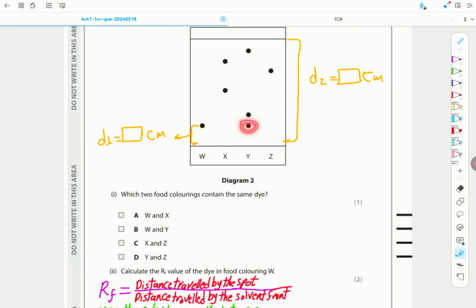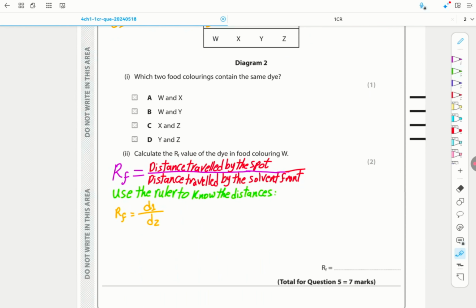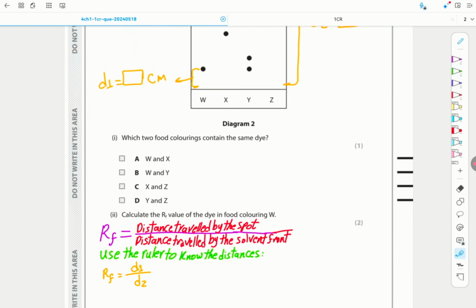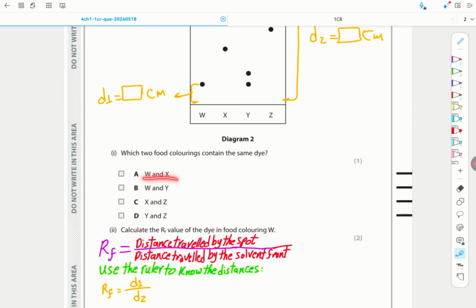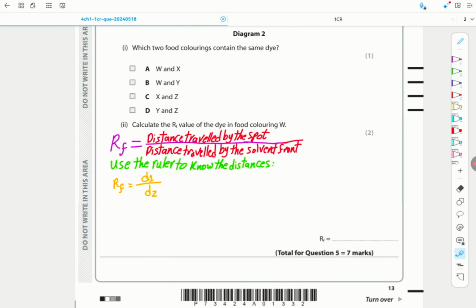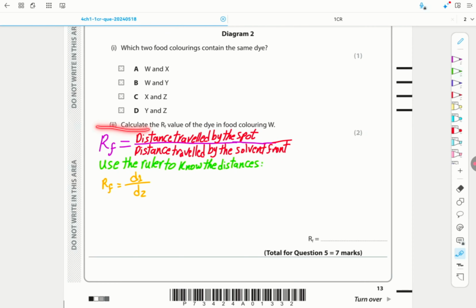This indicates that this spot and this spot belong to the same chemical compound. So we say the mixture Y contains a component, the component W. So W is one component in the mixture Y. Because they travel the same distance, the answer to this question is Y and W. The answer is B. Now let's go to the other question.